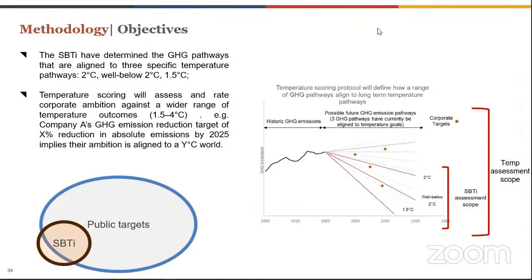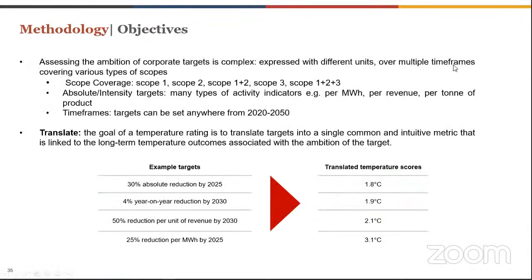So the next slide outlines the logic behind doing this. Currently it is very difficult to compare the ambition of corporates based on their targets. Targets are typically set over a large number of emission scopes. They cover intensity targets and absolute targets over different time frames, so comparing them has traditionally been quite difficult. So the temperature scoring approach, and what this tool does, is effectively translate all of these different types of targets into a single common and intuitive metric that's based on temperature.